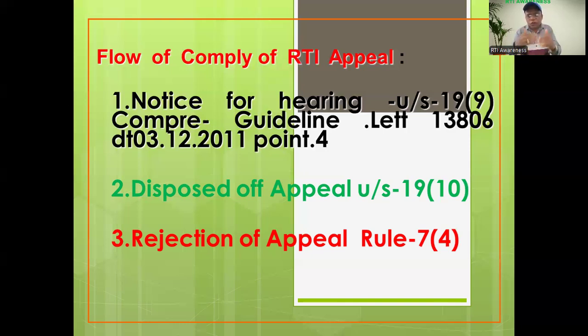Then whenever he conducts the hearing, with the PIO, the first appellate authority and the appellant present, after conducting the hearing the appeal is disposed of. After disposal of this appeal, as per section 19, subsection 10, the order copy should be intimated to the appellant. And the third: if the appeal is not accompanied by the appeal fee, then we may reject it as the first appellate authority as per rule 7, sub rule 4.